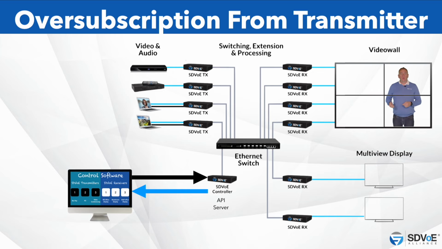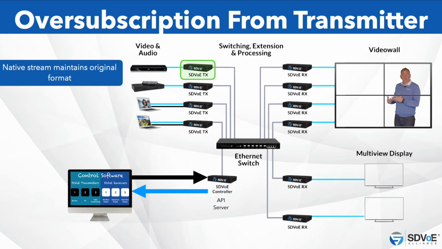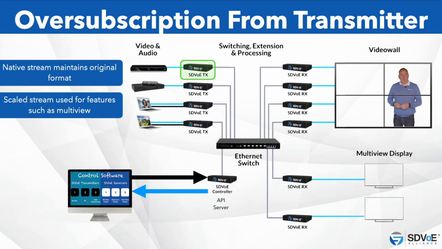Certified design partners will know that transmitters are able to send two separate streams to the network: a native stream, which maintains the original format, as well as a scaled stream for features such as multi-view. If a transmitter was already sending a full 4K 444 60 stream, which requires 9 gigabits, and a scaled multi-view stream was then requested, this could result in the transmitter sending more than 10 gigabits to the switch, and each receiver connected to either of these streams would see a highly distorted image, or worse still, nothing at all.